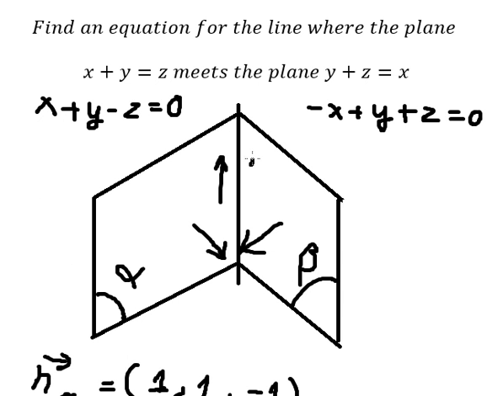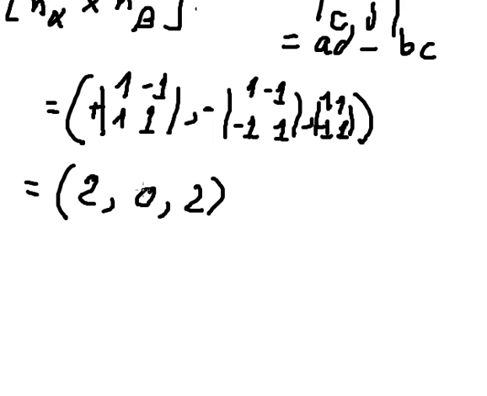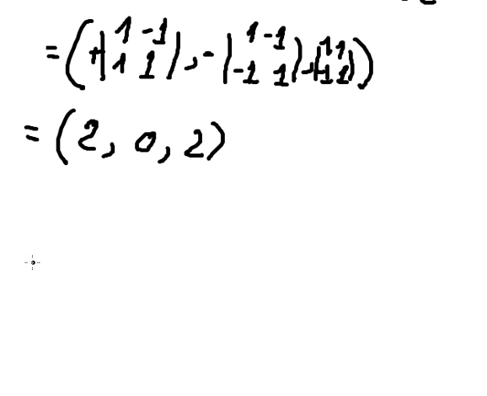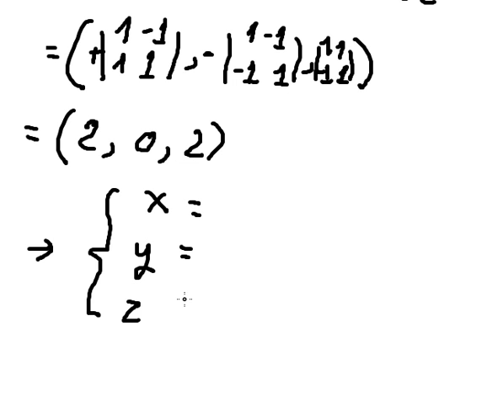So this vector in here, we have 2, 0, 2. So we can get the final answer in here. So we have 2t, 0t, 2t.